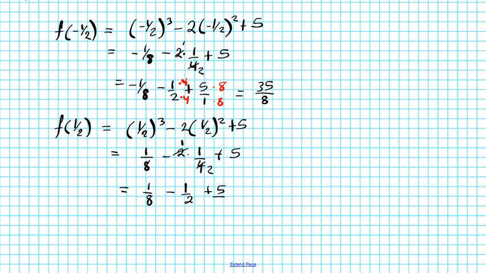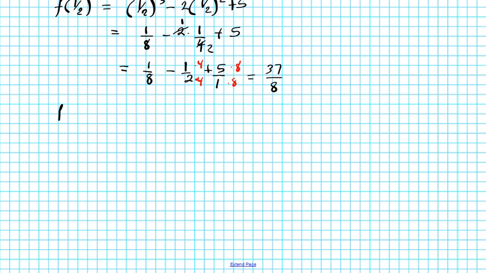Let's write this as a fraction. We need to make the denominators the same, so I need to times this by 4 because the LCD is 8. Times this by 8, top and bottom. All right, the denominator is going to be 8, so let's focus on the top. 1 minus 4 is negative 3. Negative 3 plus 40 is 37. So there goes the height of the second rectangle.